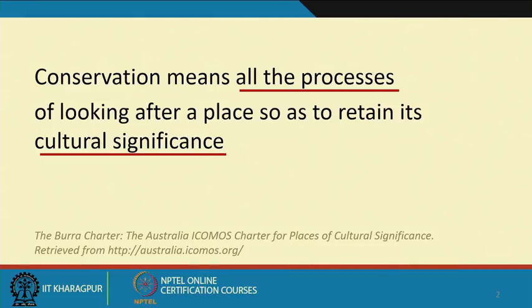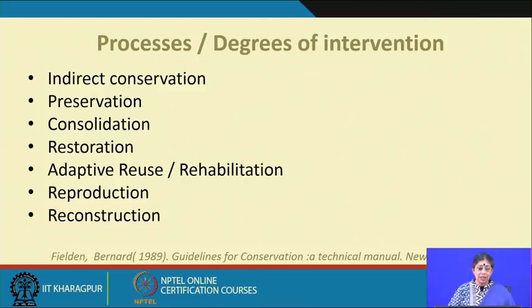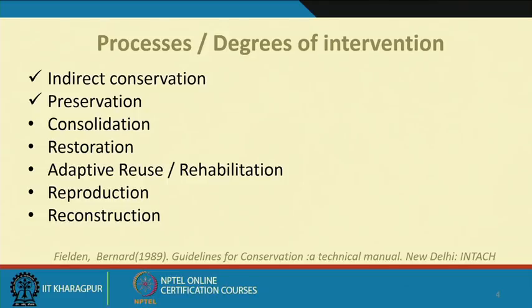Now, just to recapitulate, conservation means all the processes of looking after a place so as to retain its cultural significance. In the last lecture we mentioned indirect conservation, preservation and different approaches, and we discussed indirect conservation and preservation. Today we will talk about consolidation and also restoration, and subsequently the other approaches.